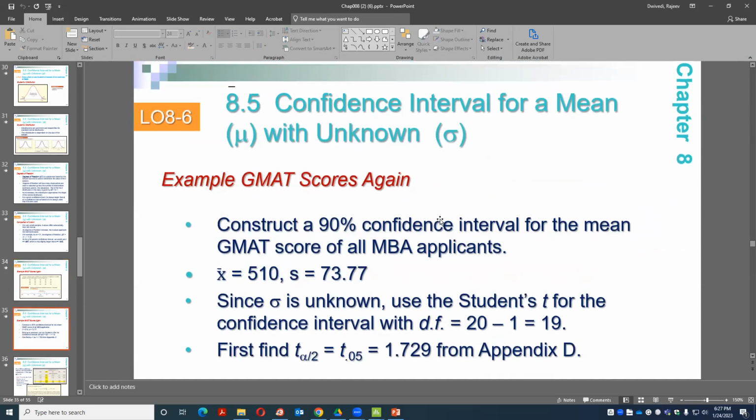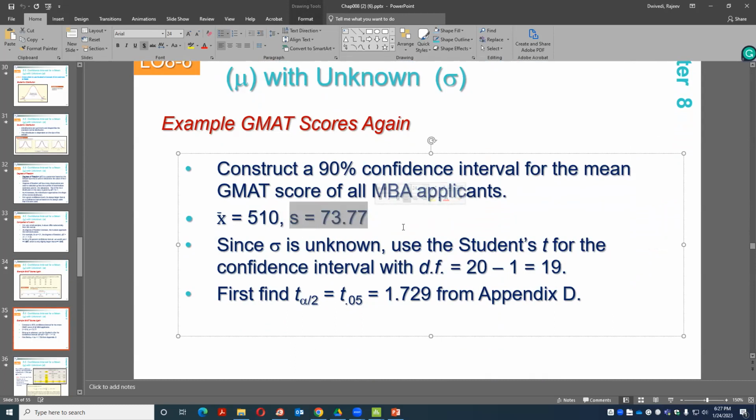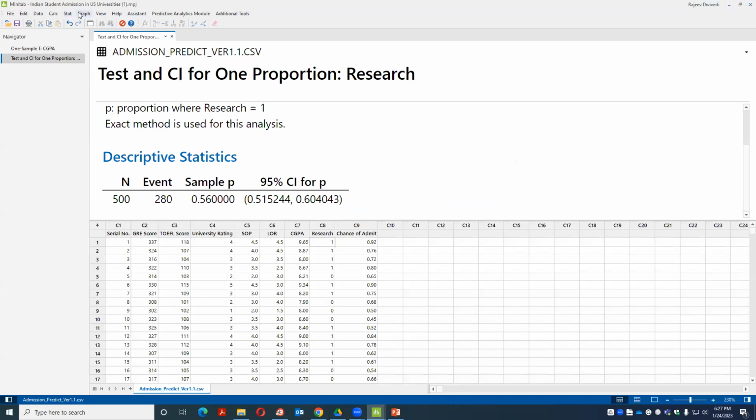So this is the question: construct a 90% confidence interval for the mean GMAT score of all MBA applicants, where X bar equals 510 and the standard deviation is given. Sigma is unknown and they are giving S clearly. So always distinguish between sigma given or S given, and accordingly you can choose. I'm just going to use Minitab.